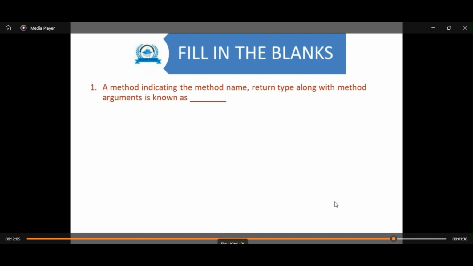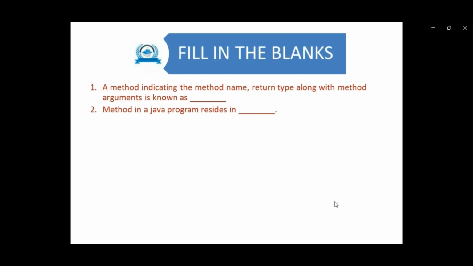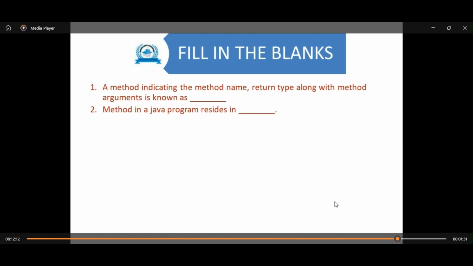A method indicating the method name, return type along with method argument is known as function header or function prototype. A method in a Java program resides in a class. The entire method body is enclosed under curly brackets.